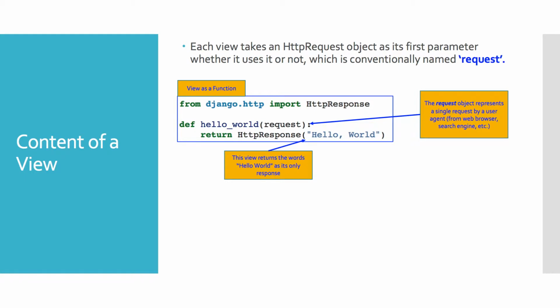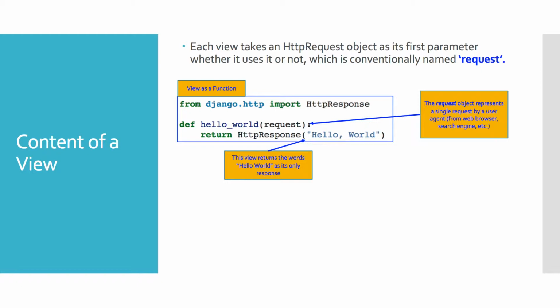Here we have a very simple view, right? This is a function-based view. So let's go into this. Each view takes an HTTP request object as its first parameter. It doesn't matter whether it uses it or not. By convention, the name of that request is request. So you see here, after the import, which imports HttpResponse, which we need in this case, you see that the very first parameter and the only parameter is request. So after we define our function, hello_world, and we get to choose any name, like any other Python function, we must have that request in there, right?